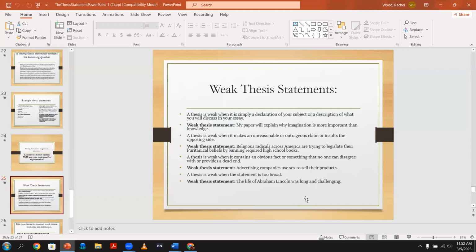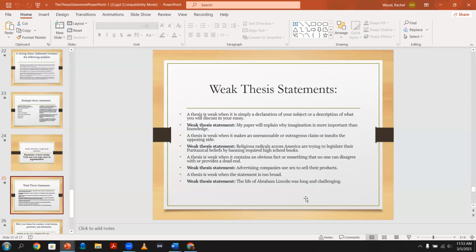So that particular one, again, is attacking a group of people. And you don't want to attack people. You want to argue with them. To be able to argue effectively is a skill that takes time and energy. And I tell my students all the time, by the time you leave my course, you should be able to effectively argue anything with anyone in a way that you can't lose. Very important. A weak thesis statement here, advertising companies use sex to sell their products. That's pretty broad. There needs to be more information in there.